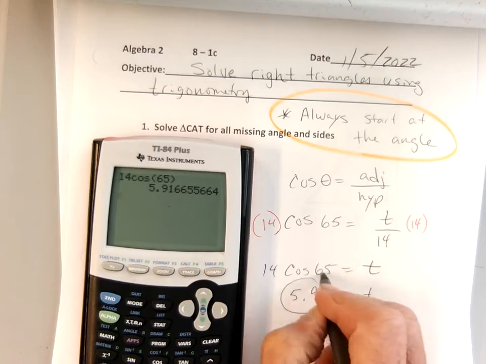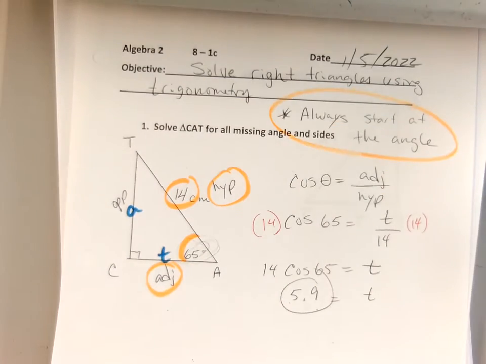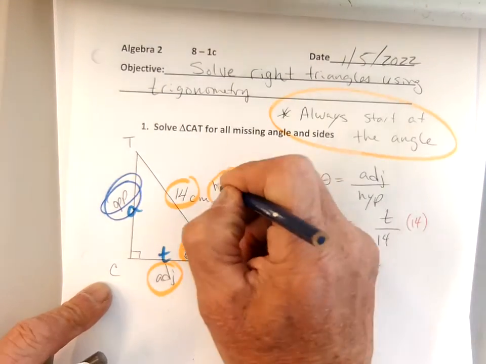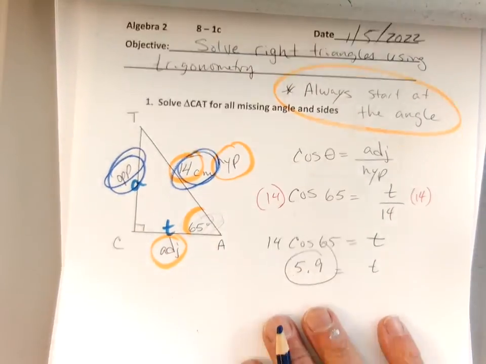So then I ask myself, does my answer make sense? Could that be 5.9? Sure. Yes. I think 5.9 seems right. If this is 14, 5.9, yeah, I'm okay with that, right? Now, we also have to find side A. How do you find side A? Well, we could switch things around. So now, we could use the opposite and the hypotenuse, right?